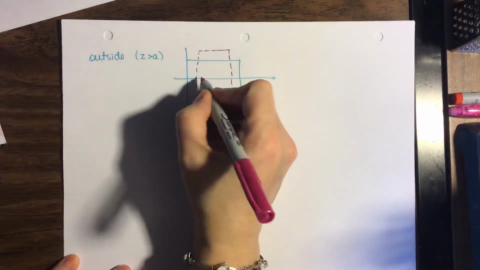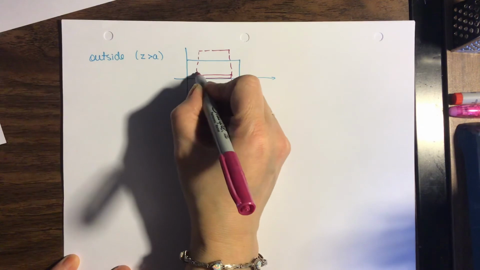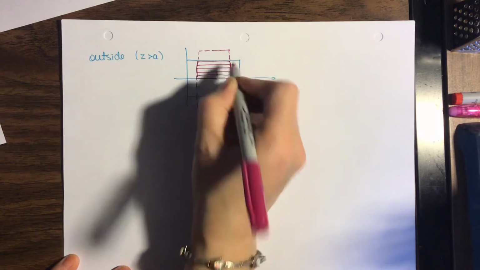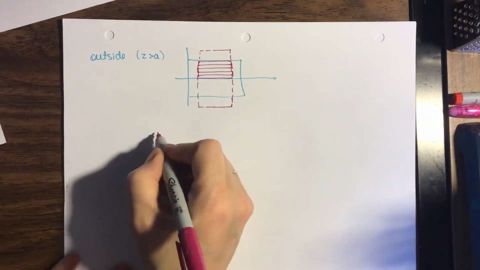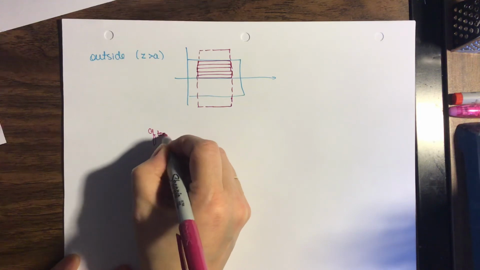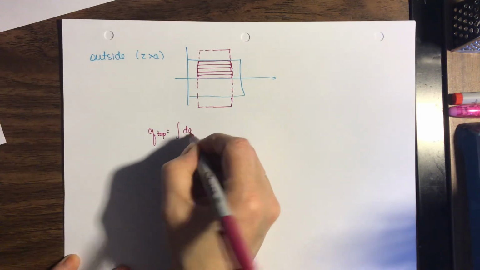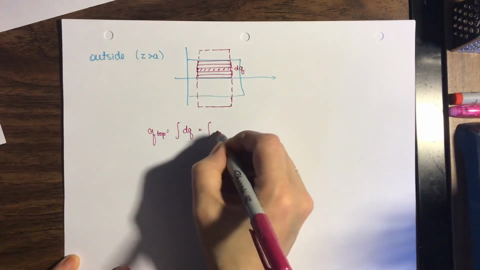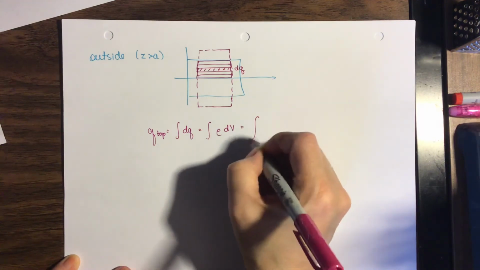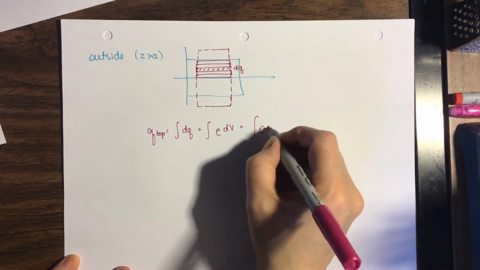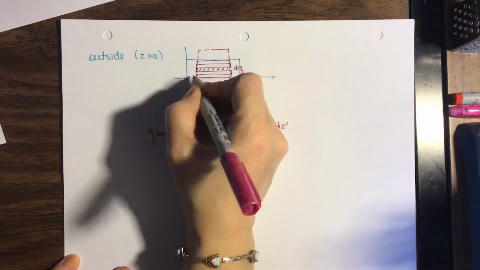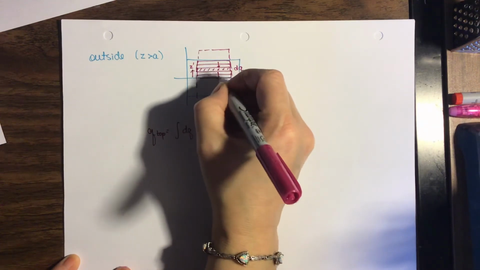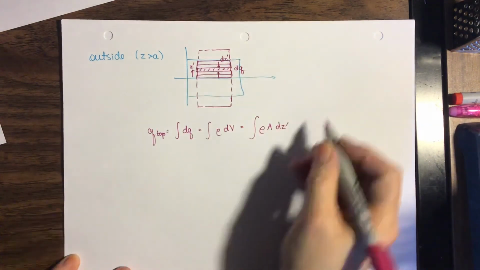Now to find our net charge, we're going to add this bit to this bit to this bit to this bit to this bit, and then we're going to stop here because there's no charge right here. So the Q on the top half is going to be the integral of dQ, adding up the charge from each little slice that each has volume dV. So that's rho times dV. dV is the area of each little slice, A times dZ primed. So each little slice is located at Z primed, and each little slice has thickness dZ primed.